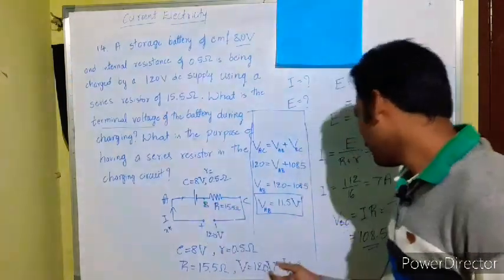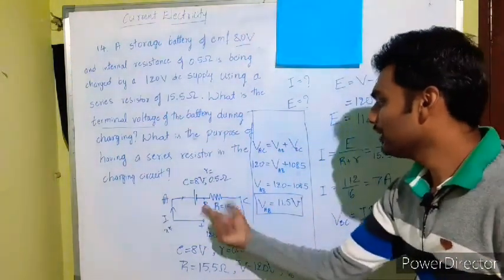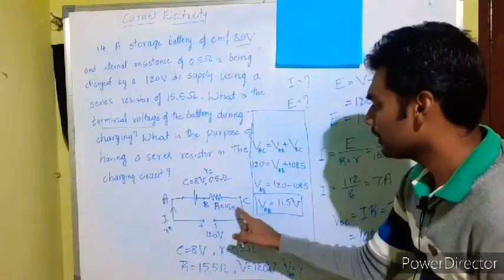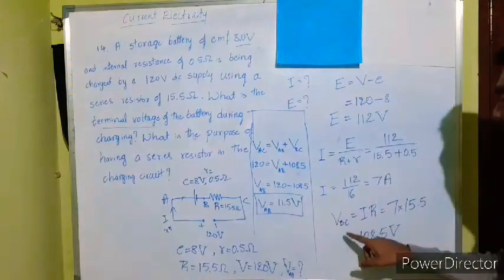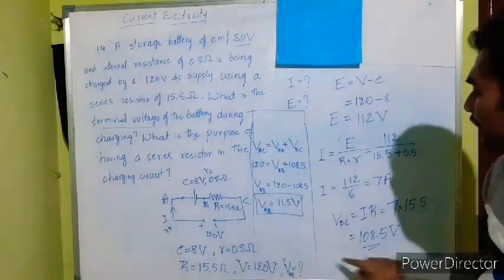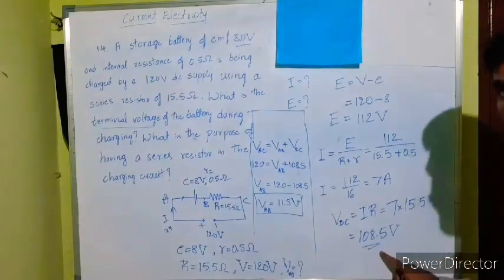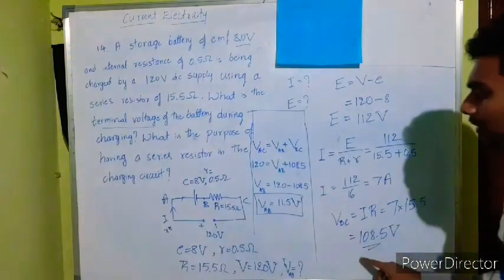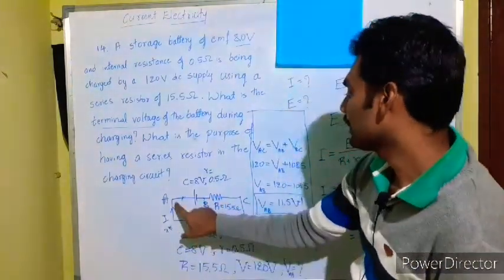So we applied Ohm's law between B and C. Between B and C, current flowing is 7 ampere. Between B and C, the resistance is 15.5 ohm. Between B and C, the voltage is taken as VBC, and we obtained the voltage across B and C as 108.5 volt.